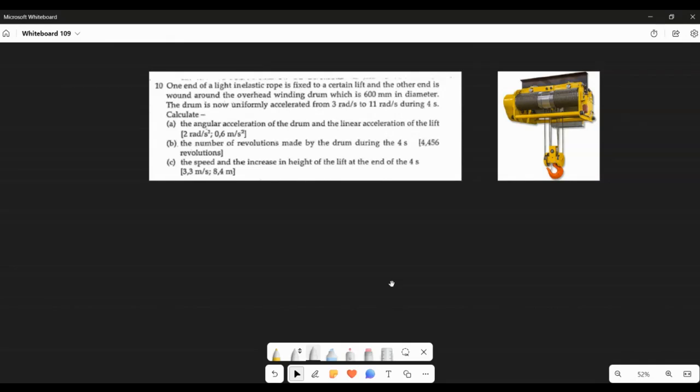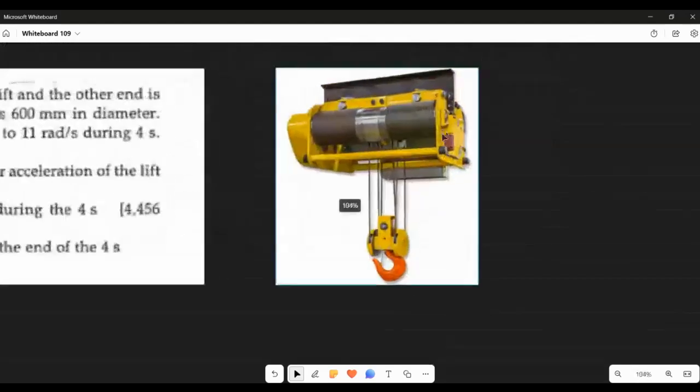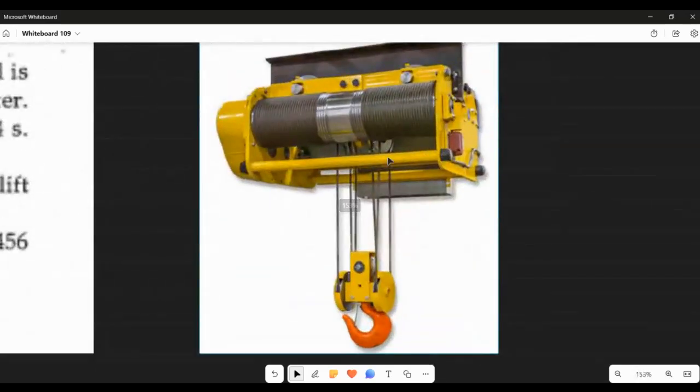One end of a light inelastic rope is fixed to a certain lift, and the other end is wound on an overhead winding drum 600 millimeters in diameter. The drum is now uniformly accelerated from 3 radians per second to 11 radians per second during 4 seconds. That doesn't sound like much, but essentially we have a drum, and the drum is wound by a rope.